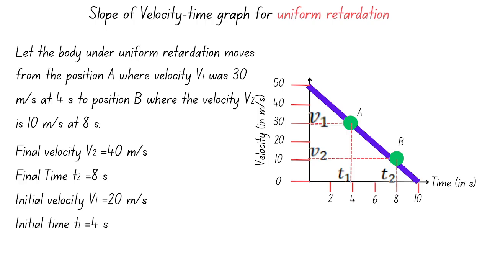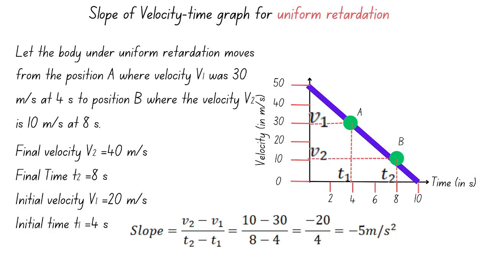Final velocity v2 equals 40 meters per second. Final time t2 equals 8 seconds. Initial velocity v1 equals 20 meters per second. Initial time t1 equals 4 seconds. Slope is (v2 minus v1) over (t2 minus t1) equals minus 5 meters per second squared. Look what we see. The slope is negative.